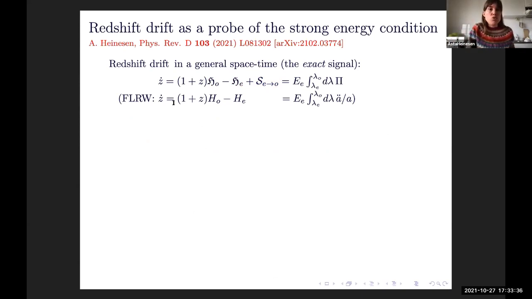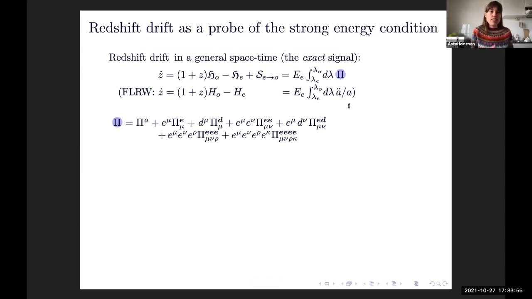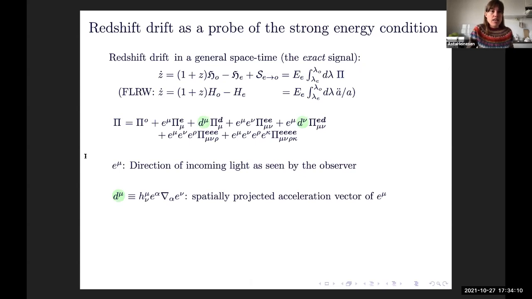It also turns out that it is useful to write down the redshift drift signal as an integral functional, where the integrand pi here reduces to the local acceleration of space in an FLRW universe model. But in the generic case, the integrand takes a more complicated form, and we can represent it again in a useful way in terms of a multipole decomposition in the direction of the source on the observer sky E. But now we also have an additional expansion variable entering, which is essentially the gradient of the direction of the source.